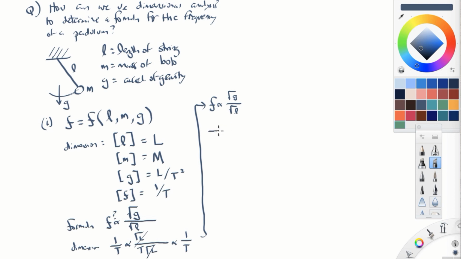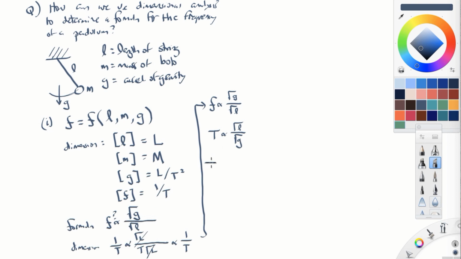We could also find the period T. Period goes as 1 over frequency, so that's the square root of the length of the pendulum over the square root of g. Okay, notice that we don't know whether it's equal or not. We could still have some other factors in here, like some numbers that don't have any dimension, and it wouldn't screw up our dimensional analysis.